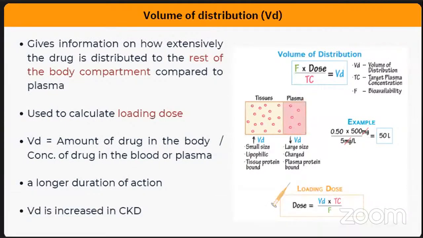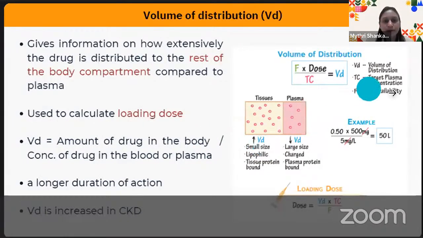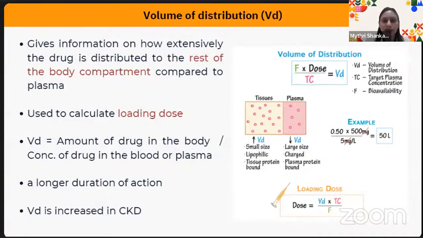Yeah, it's visible and audible as well. Sorry for that. So the drugs which have a smaller volume of distribution are small in size, lipophilic, and bound to the tissues. And drugs with larger size, charged, and bound to plasma protein are just within the intravascular compartment and within the plasma.